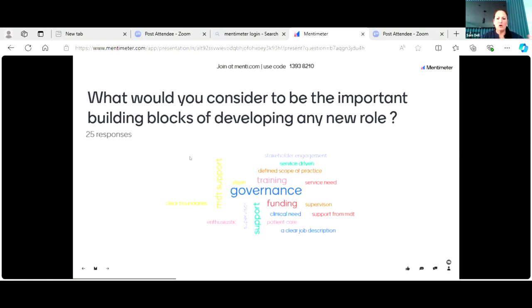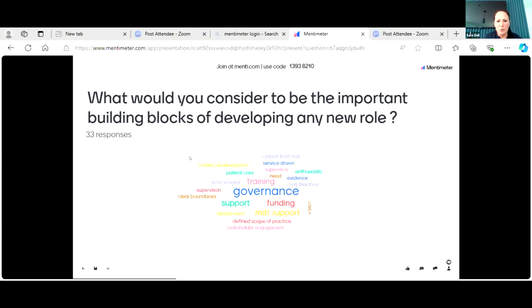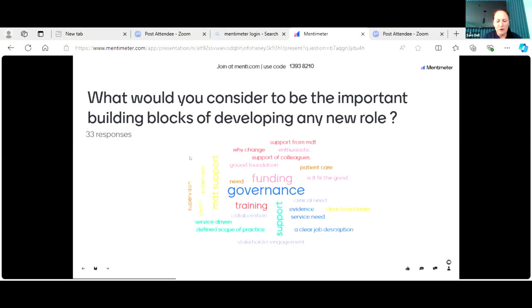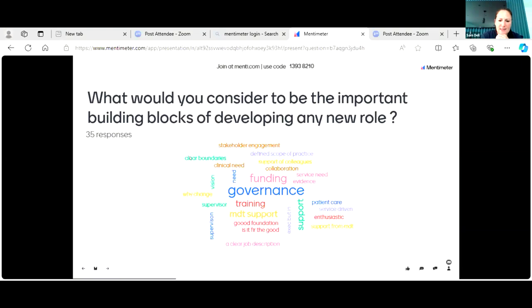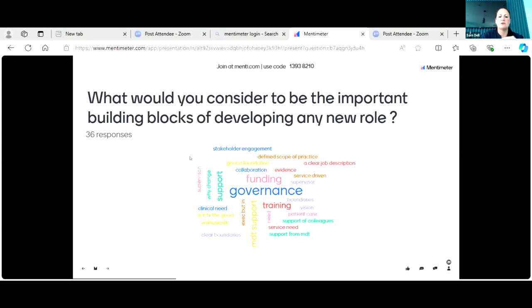So yeah, we've got stakeholder engagement, service-driven, have a good foundation of understanding, patient care. Governance keeps coming up over and over again, which is great. MDT support, absolutely. Listening to the other speakers this morning, I think it's been evident that you have to have those clear boundaries of what is expected and what the doctors expect of you and what your midwife colleagues expect of you. I think that's such a good starting point, to have those boundaries set out when you're starting this role.